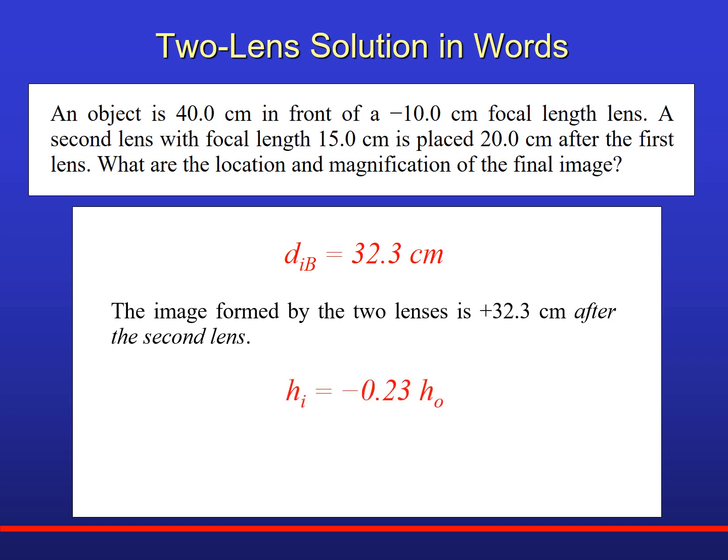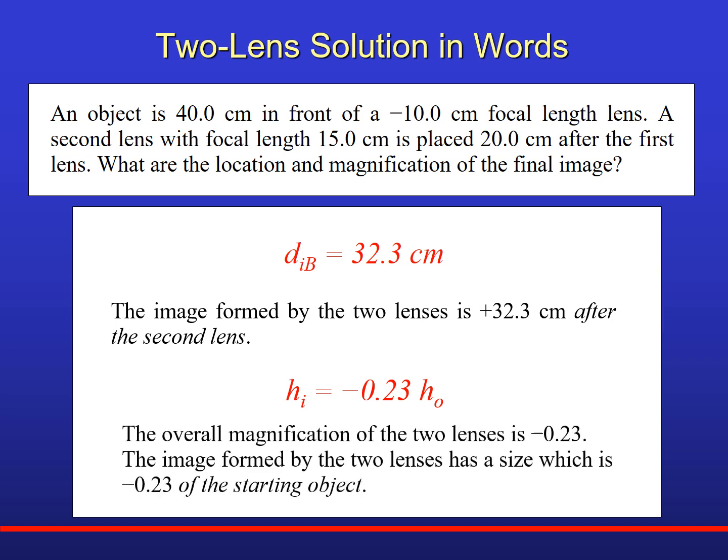We found H sub I equals minus 0.23 H sub O. The overall magnification of the two lenses is negative 0.23. The image formed by the two lenses has a size which is negative 0.23 of the starting object. We had some intermediate steps. We had intermediate image and intermediate object. But at the end, we say, what's that object we started with? What's that image we got at the end? Here's the summary.